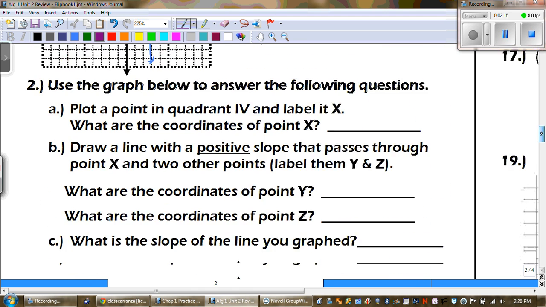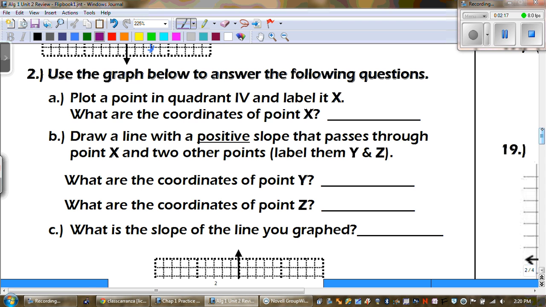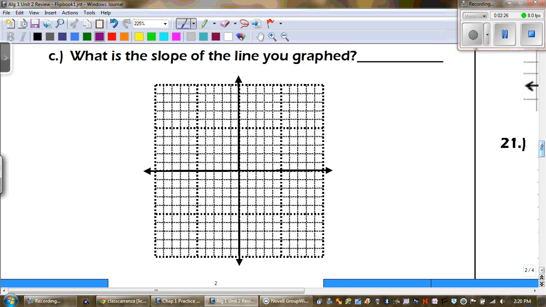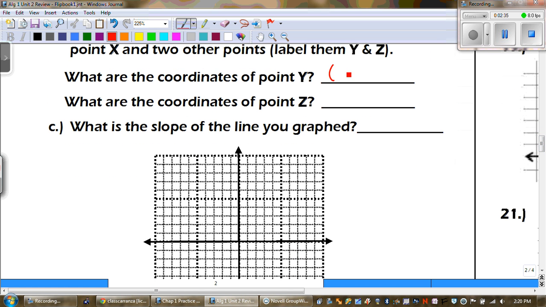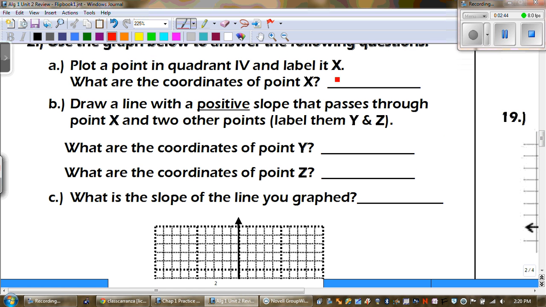All right, let's look at number 2. Use the graph below to answer the following questions. Plot a point in quadrant 4 and label it X. You can pick whatever point you want to. There's my point. And that was at 5, -5. Oh, I'm sorry. Wrong one. X is 5, -5.